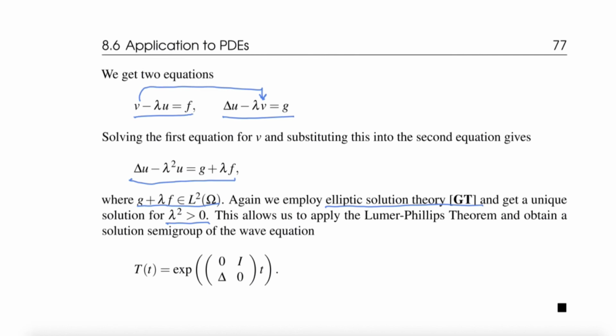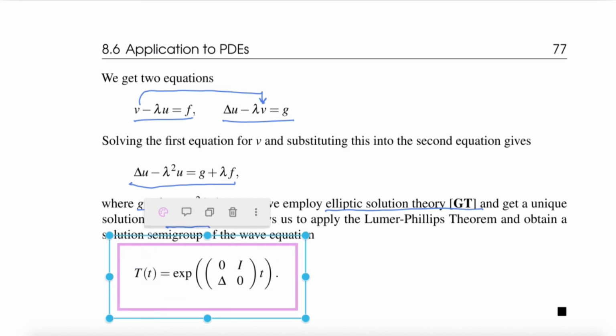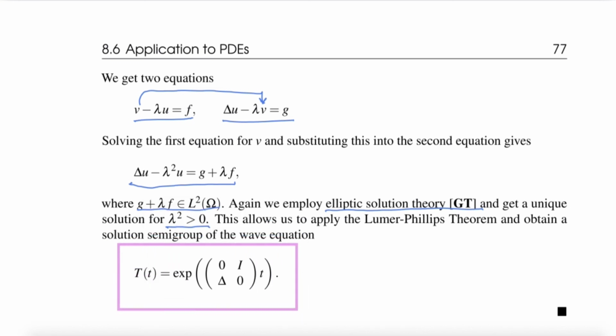Good. That's all we needed. So we needed a lambda bigger than 0, so we can find a resolvent. Then we can apply Lumer-Phillips, and we get a semigroup. And then it is just wonderful to write down the semigroup as this. It's now e to the matrix (0, I; Laplace, 0) t. So a differential operator in a matrix, in an exponential, and this all makes perfect sense.